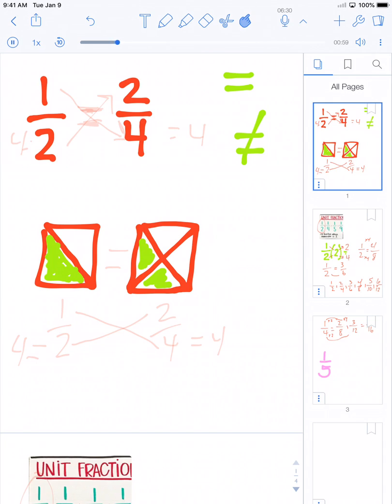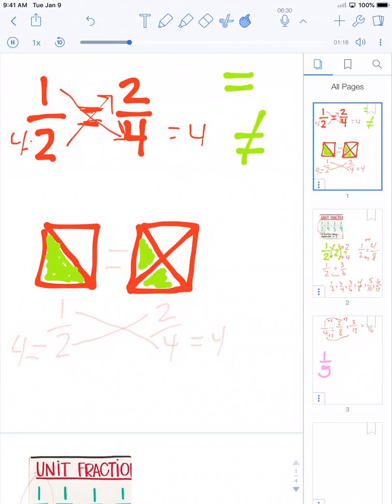1/2 and 2/4. Remember, we can check these to see if they are equivalent by cross multiplying. 1 times 4 equals 4. 2 times 2 equals 4, and 4 equals 4. So we can put an equal sign in there.